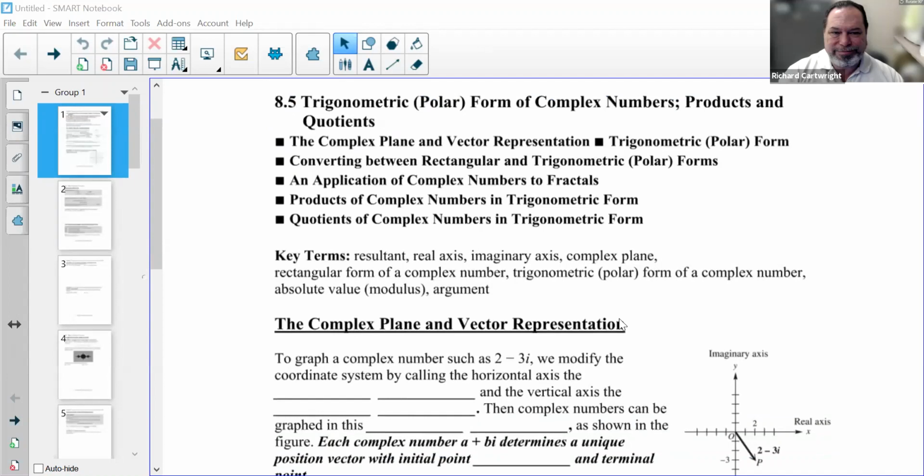All right, let's talk about 8.5. And he's using the word trigonometric form of complex numbers, but in a polar sense. And you have no idea what polar means. So I'm not even going to talk to you about it, let me get a pen up here.